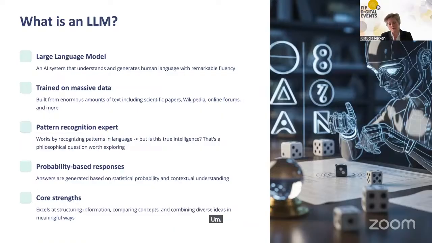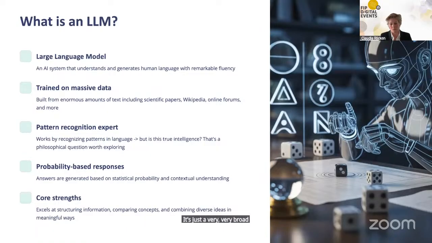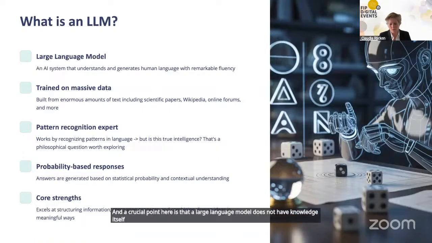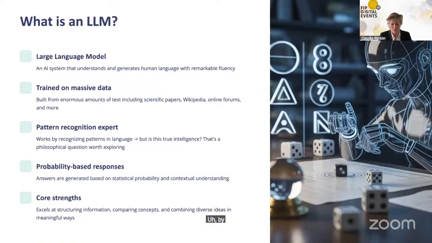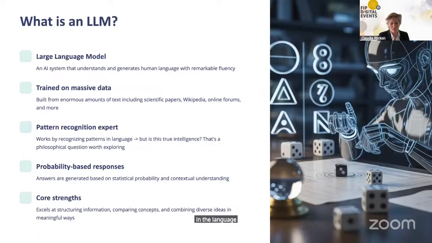And then you have to think about training data of scientific papers, online forums, social media, Wikipedia, books. It's just a very, very broad, trillion-parameter-based knowledge base. And the crucial point here is that a large language model does not have knowledge itself. It works by pattern recognition. So it doesn't actually think in a way that a human does. It works by recognizing incredibly complex patterns very fast in the language that it was trained on.